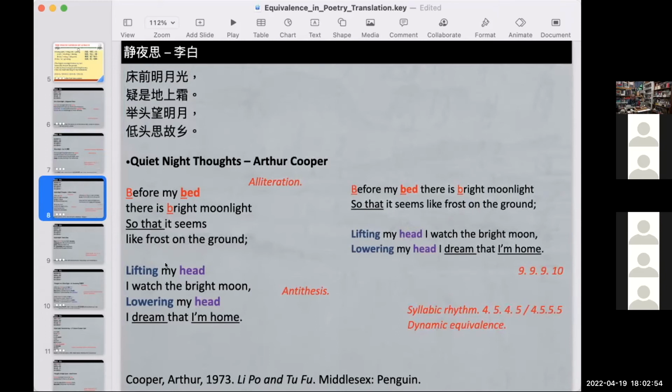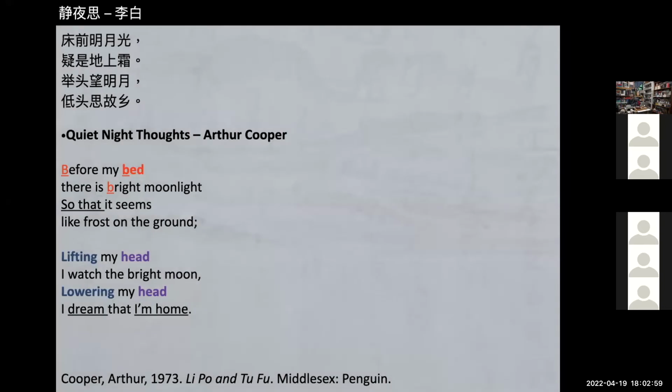One, two, three, four, five, six. Let me show it to you one by one. So he translated the first two lines into four and the second two lines into another four. He thought that this would be better for his English reader, but again he tried to include some musicality, like "before my bed," B alliteration, right?